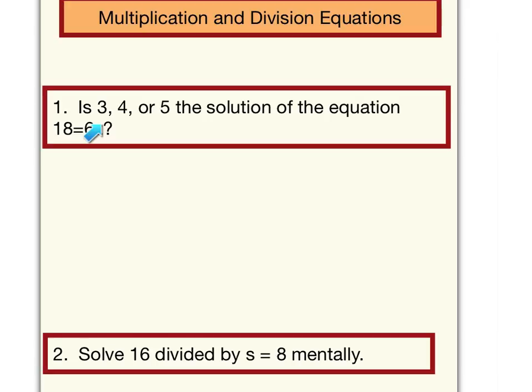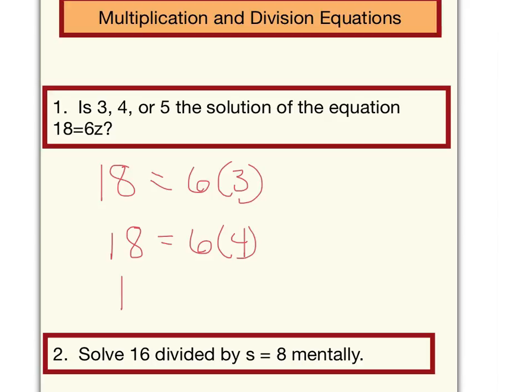So we need to plug in the 3 numbers that we're given and see which is correct. Let me write it the way it's written up here. 18 equals 6 times 3. 18 equals 6 times 4. And 18 equals 6 times 5. Please pause the video now and circle the one that you think is correct.